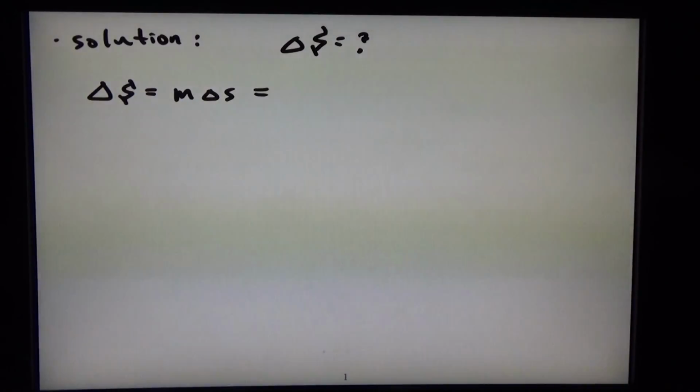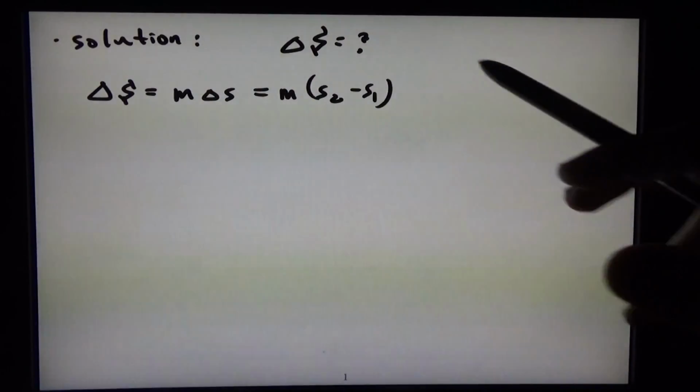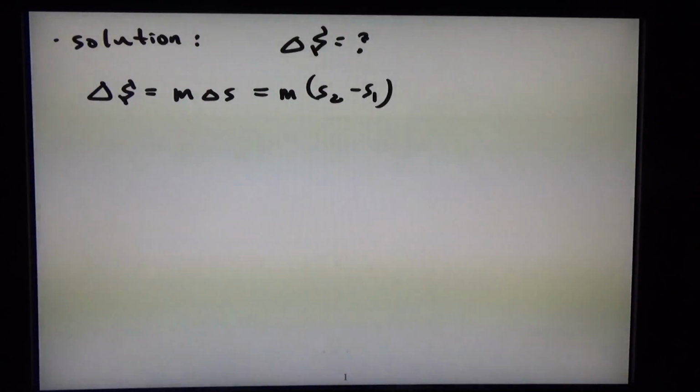So the question is asking what is the change in entropy of the refrigerant during the process. So for delta S, we have delta S of a phase change substance. We find that in the notes. We basically calculate mass times the change in specific entropy. So in order to calculate the change in entropy, we need the mass, which we were given, and the specific entropy at state 1 and state 2. So let's look at our states.